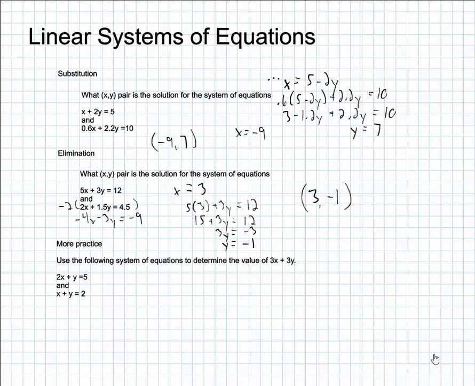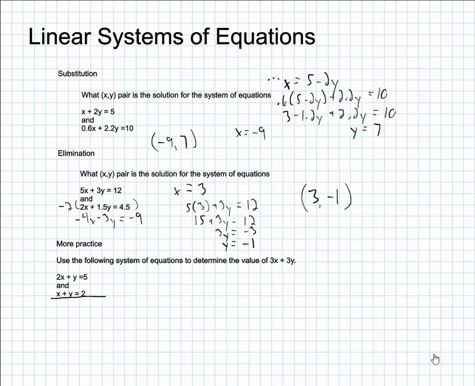Finally, we have a system of equations where we're going to need to use the system of equations to solve something else. So use the following system of equations to determine the value of 3x plus 3y. So the system we have is 2x plus y equals 5, and x plus y is equal to 2. This looks like very easily we can do elimination. So what we're going to do is subtract the second equation from the first equation.